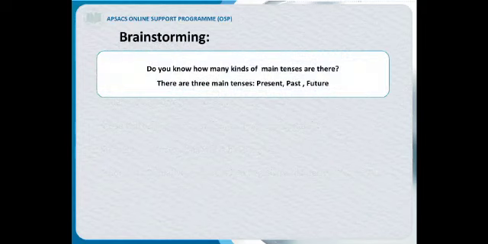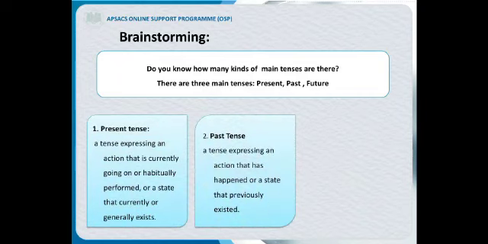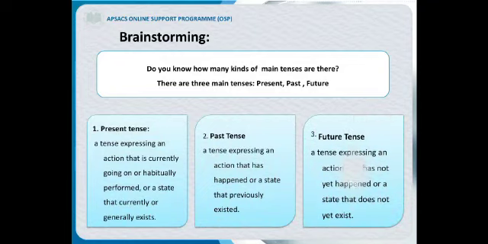First of all, tell me, do you know how many main tenses there are? There are 3 main tenses: present, past and future. Do you know about them? The present tense tells us about actions or situations that happen nowadays or right now. What is happening is also the present. In the past tense, we always talk about what has happened before this time, and we use the future tense when we talk about actions that are going to happen after some time.